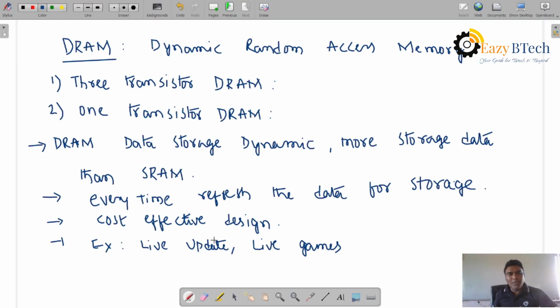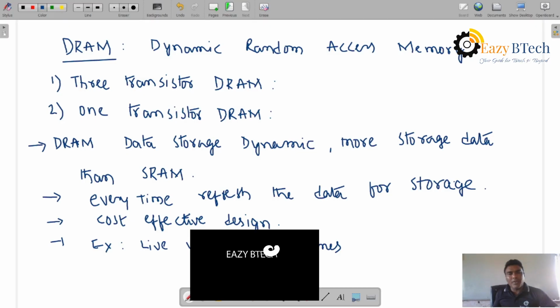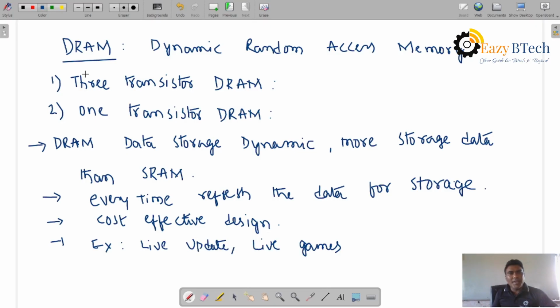In DRAM we can use it when more data storage is required. It is live update. Every time it will be dynamically updated, like live games when you are playing on a system, mobile or laptop. When you are watching a live update, for example cricket, every time the data will be updated. The data will be stored in DRAM. The remaining applications are stored in SRAM. So dynamic data storage, more data storage, live update or live games are examples of data stored in DRAM, right?